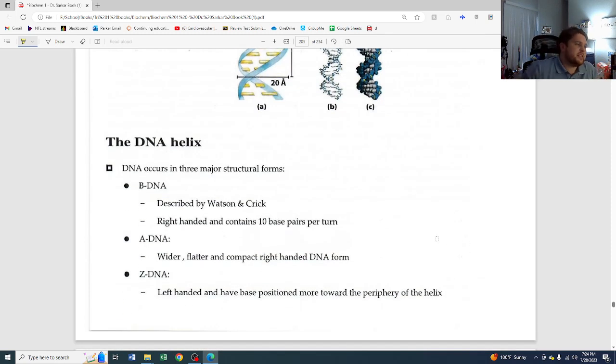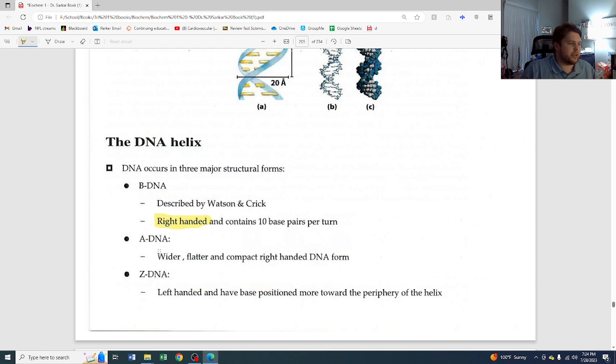Okay, so now I'm talking about the DNA helix. So DNA is going to occur in 3 major structural forms. So we have B DNA, which is the one that was described by Watson and Crick, which is right-handed. Mentioned that earlier. Remember, right-handed is the most thermodynamically stable. We want our DNA to be as stable as possible. And it also contains 10 base pairs per turn.